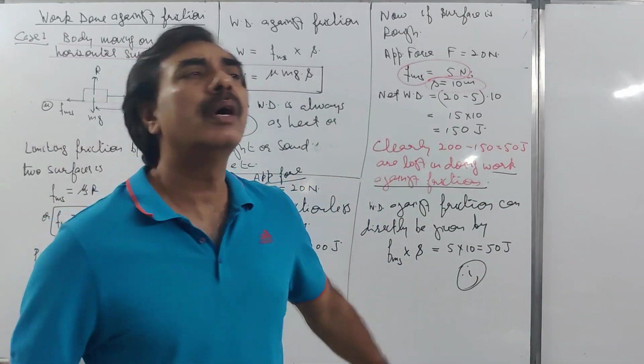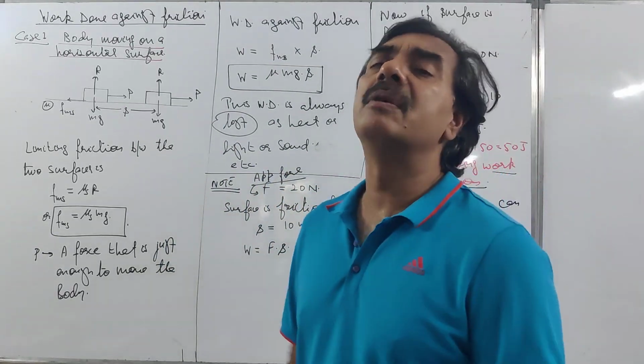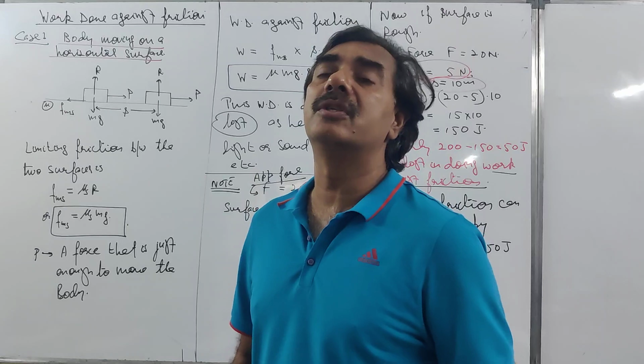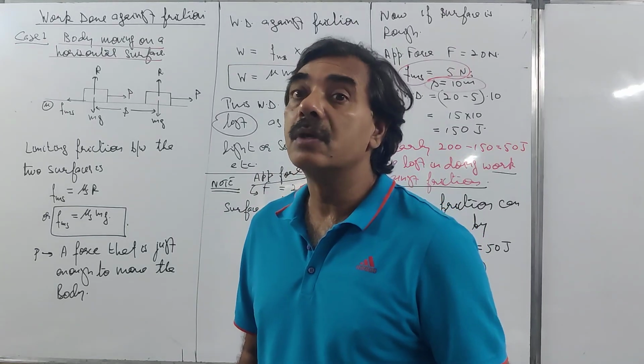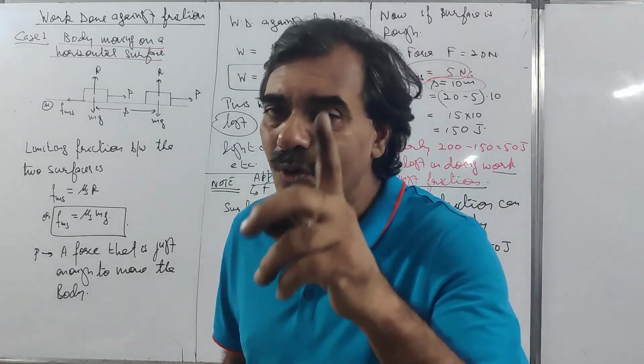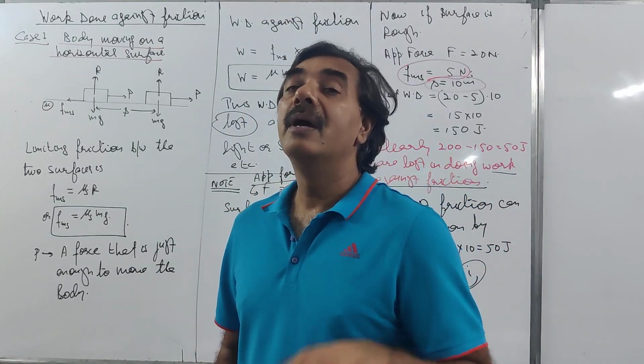That is why the work done against friction only can directly be given as the product of the frictional force into the distance, whatever might be the external applied force. The external applied force has to be greater than, at the most equal to the limiting friction.